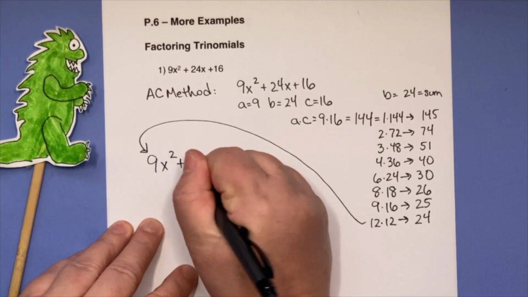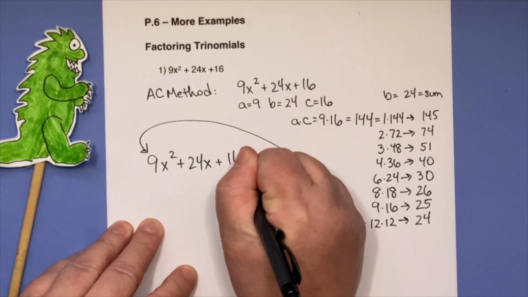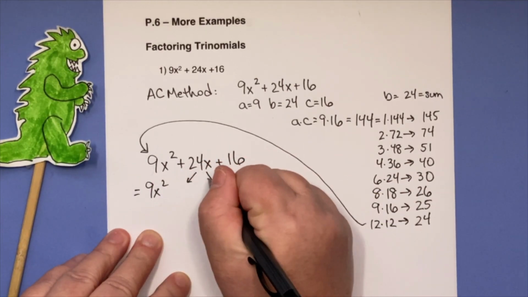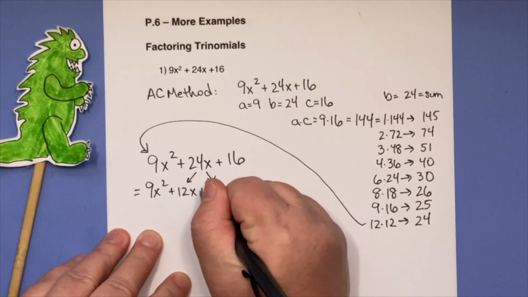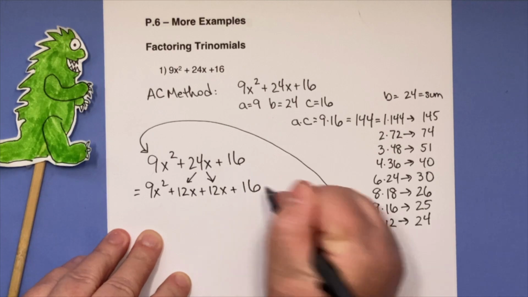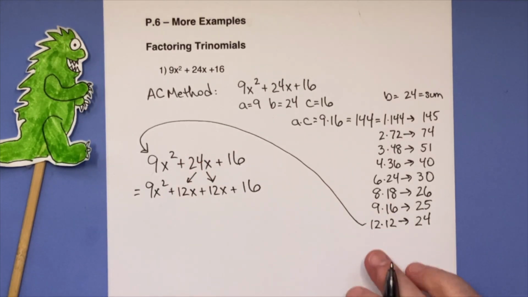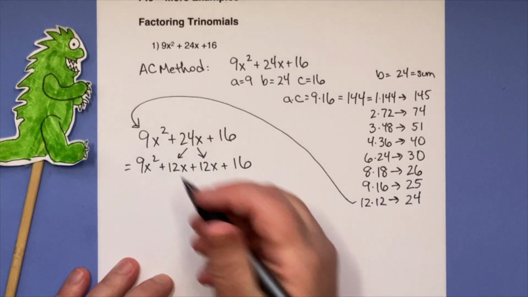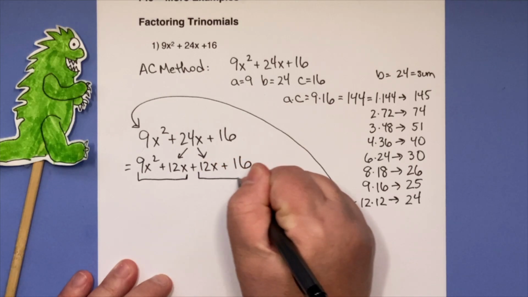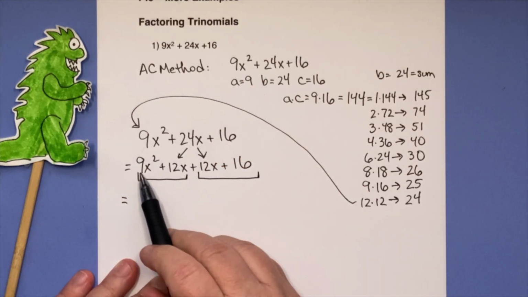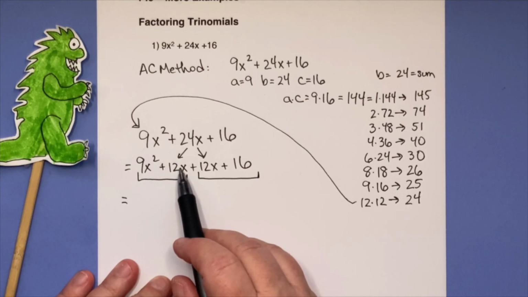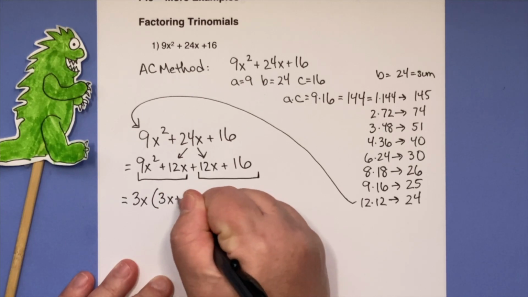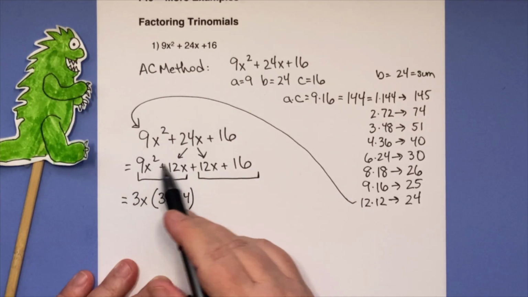9x squared plus 24x plus 16. I'm going to break the 24, so I've got 9x squared. The 24x is going to go into 12x plus 12x, right? So I split up that 24 into two pieces according to these two. Okay, so far so good. And then I say, okay, I've got my grouping. So what's common between 9x squared and 12x? 3x, you got it. Times 3x plus 4, I think. Take a look at that, see if you agree.